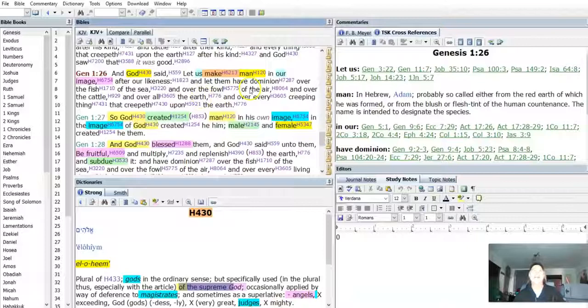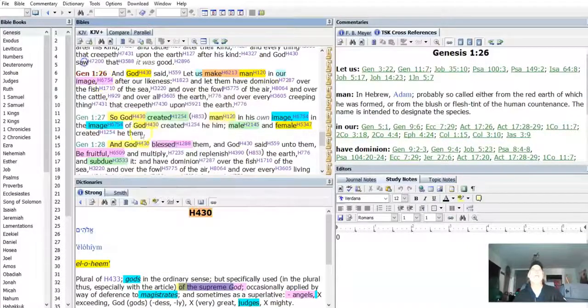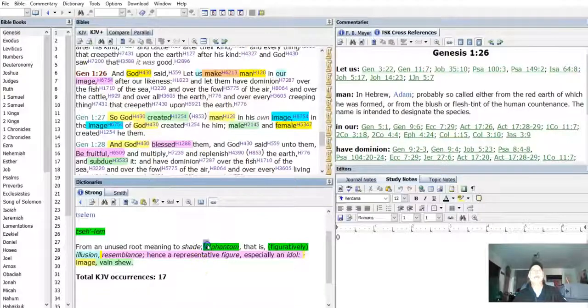Okay, here we go. Watch this. Let us make man in our phantom, figuratively an illusion. So man is a phantom. Man is an illusion. Man is a resemblance, hence a representative figure, especially an idol, an image, and a vain show. That's what man is. It says it right there.